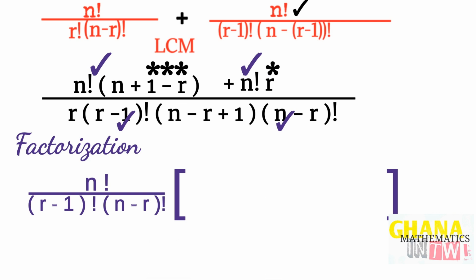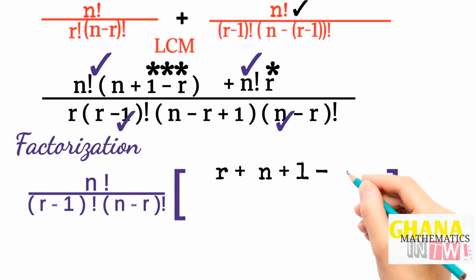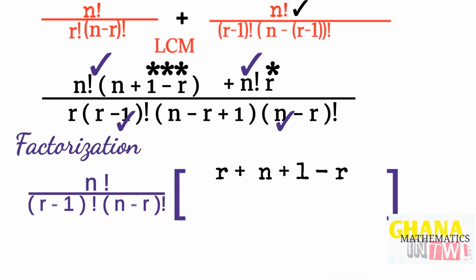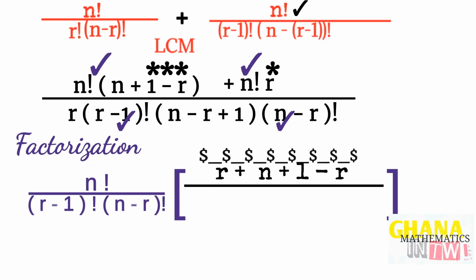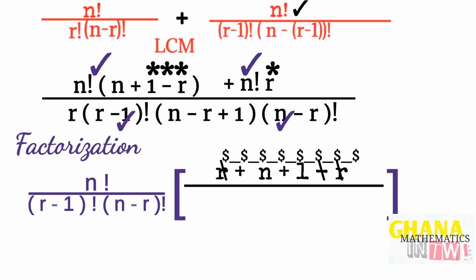And I can say that n plus 1 is n plus 1 now, but minus r plus r is 0. So breaking it down, r plus n plus 1 minus r all over r into bracket. The r will be cancelled, minus r, because r minus r is 0, and what remains is n plus 1. Okay, make it a point.